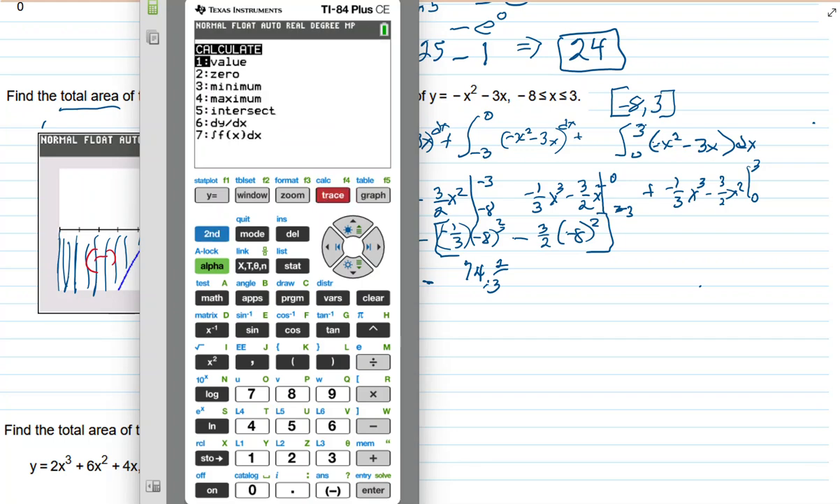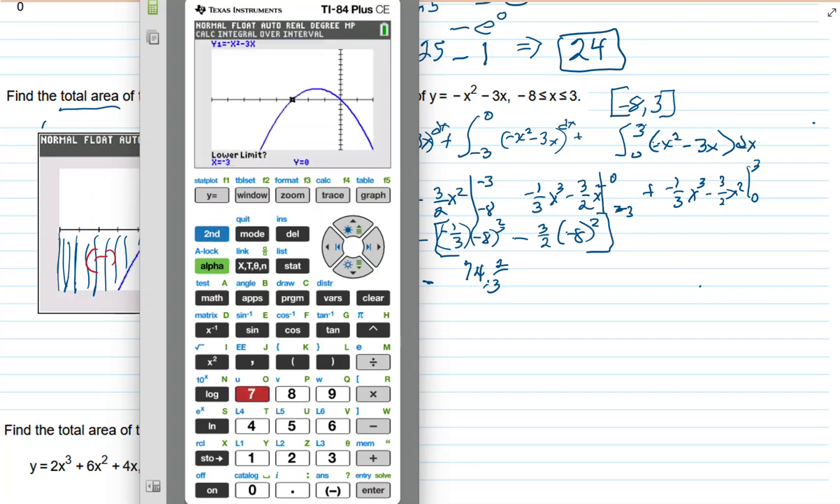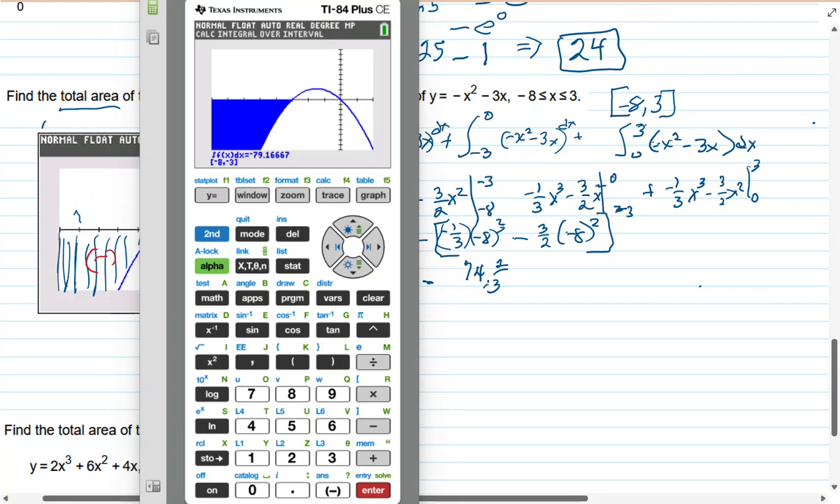Second calc, number 7. Lower bound is -8. Upper bound was 3. I got 79, and it was negative 79.16 forever. All right. And this in the middle, I got 4.5.